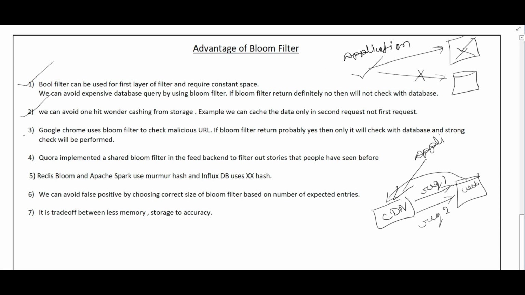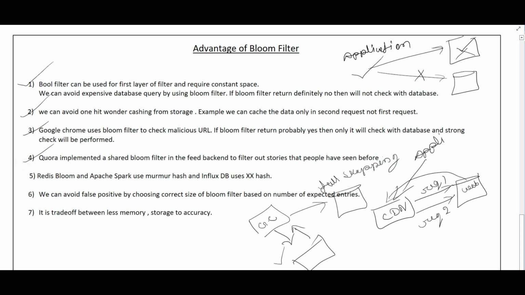And the third one is that Google Chrome also uses the Bloom filter to check malicious URLs. So how will it check? Suppose we have Google Chrome here, it will first check with the Bloom filter. If it says no, that URL is not malicious, then it is really good. But if it says it might be malicious, then it goes to the backend and does a full scan of that particular URL for a malicious check. And the fourth one is that Quora also uses a Bloom filter in the feed backend to filter out the stories that people have seen before or not, right?